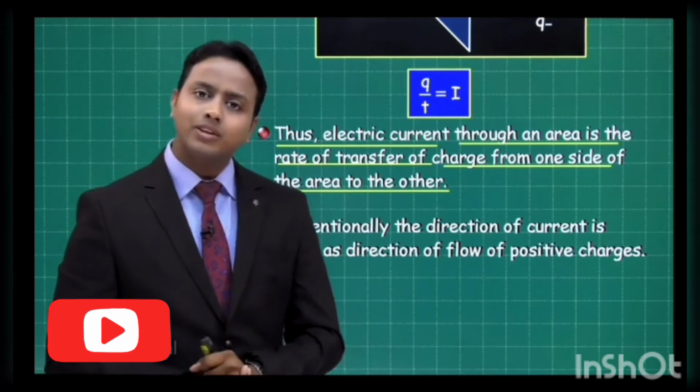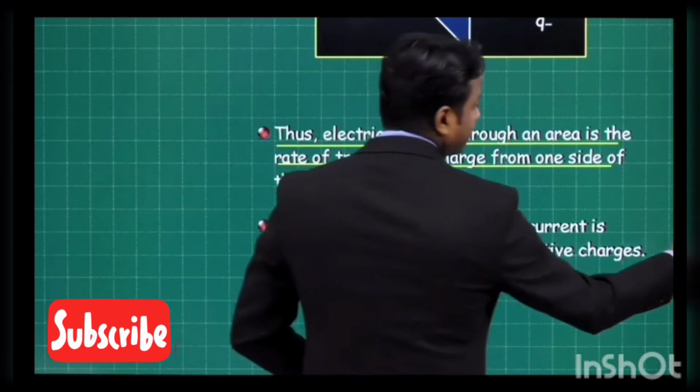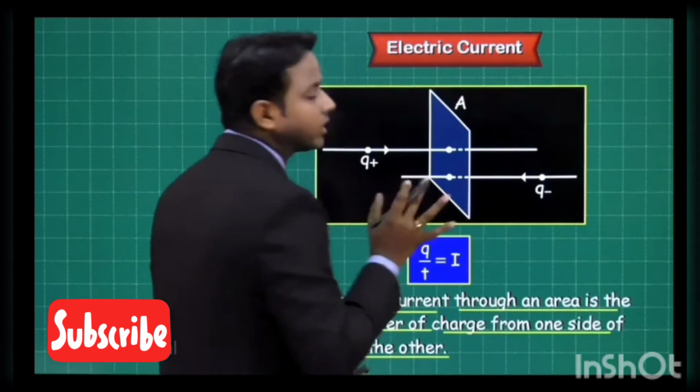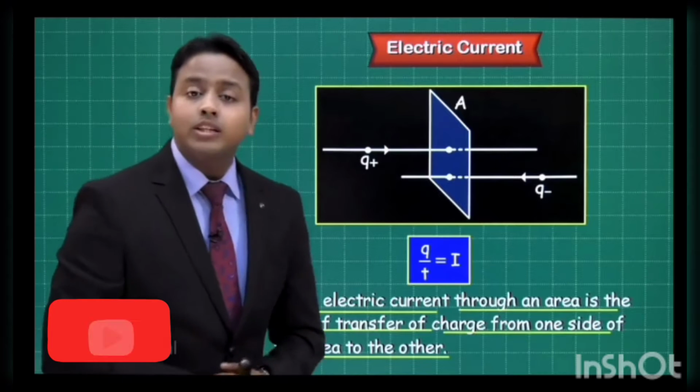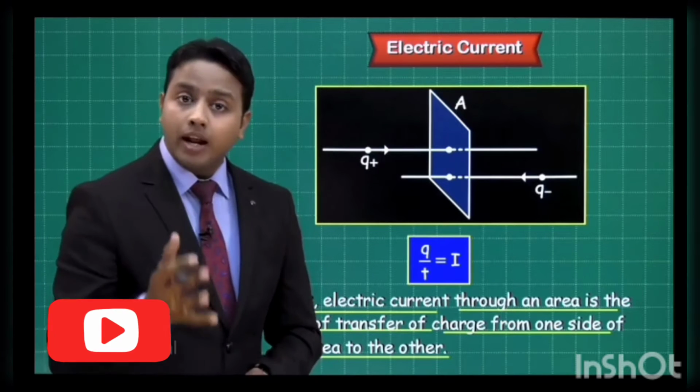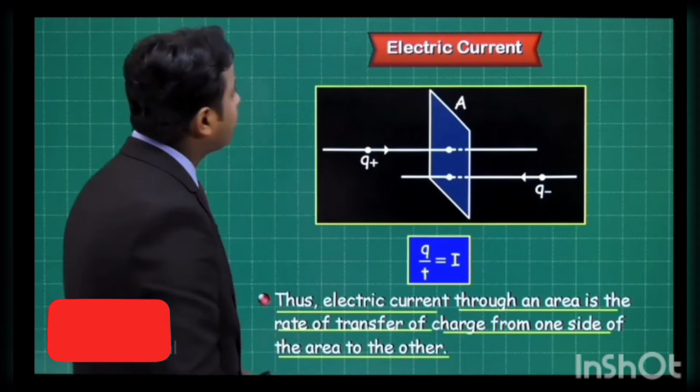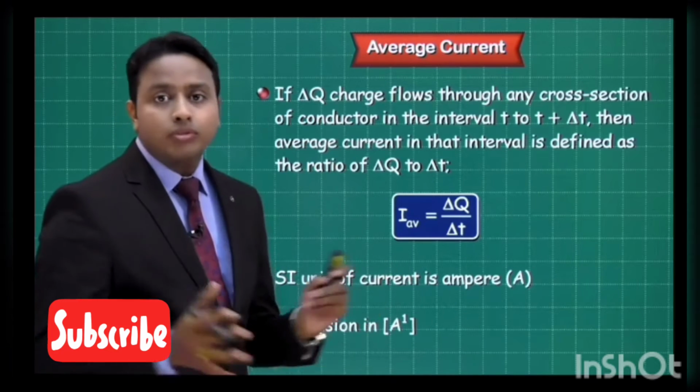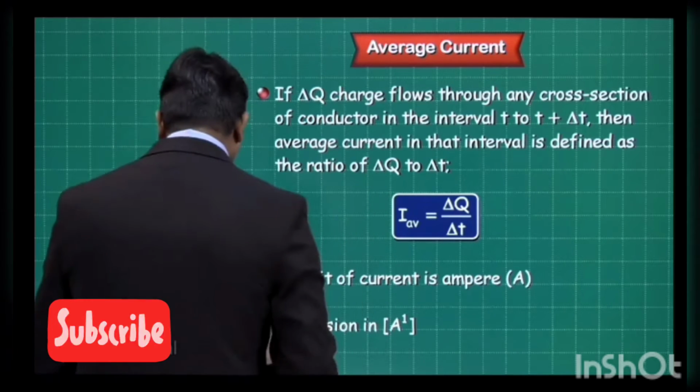I hope this is very clear to you. So I hope the direction and the basic idea of the current is very clear to you. Now we need to understand some important parameters or types of current. So the first category is the average amount of current flowing through an area. So how is this defined?